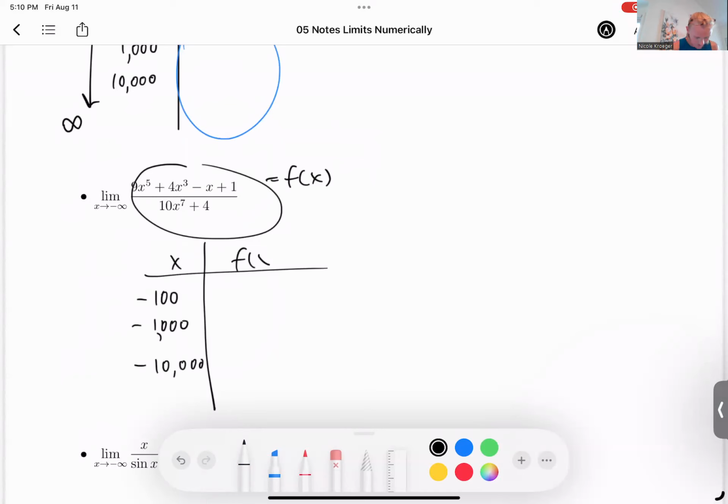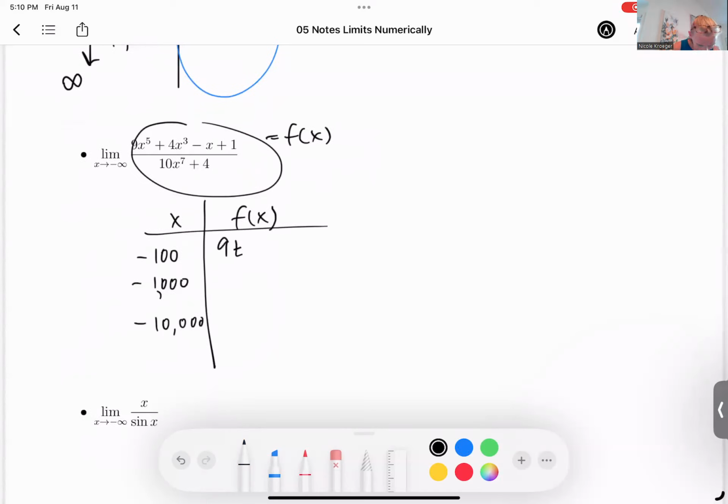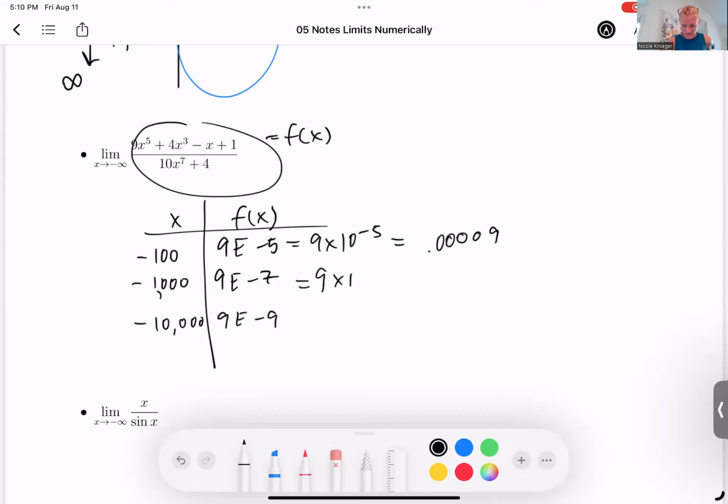Okay, you should do this in your calculator and see what happens. When I did this, I got 9e -5, which is 9 times 10 to the -5. This is a number with a bunch of zeros and a 9. I think I got the right number of zeros there. And then this is 9e -7, 9e -9. Once again, you should write this as 9 times 10 to the -7 on your paper. Don't write calculator notation for me, write this notation. I'm just showing you what your calculator would get.